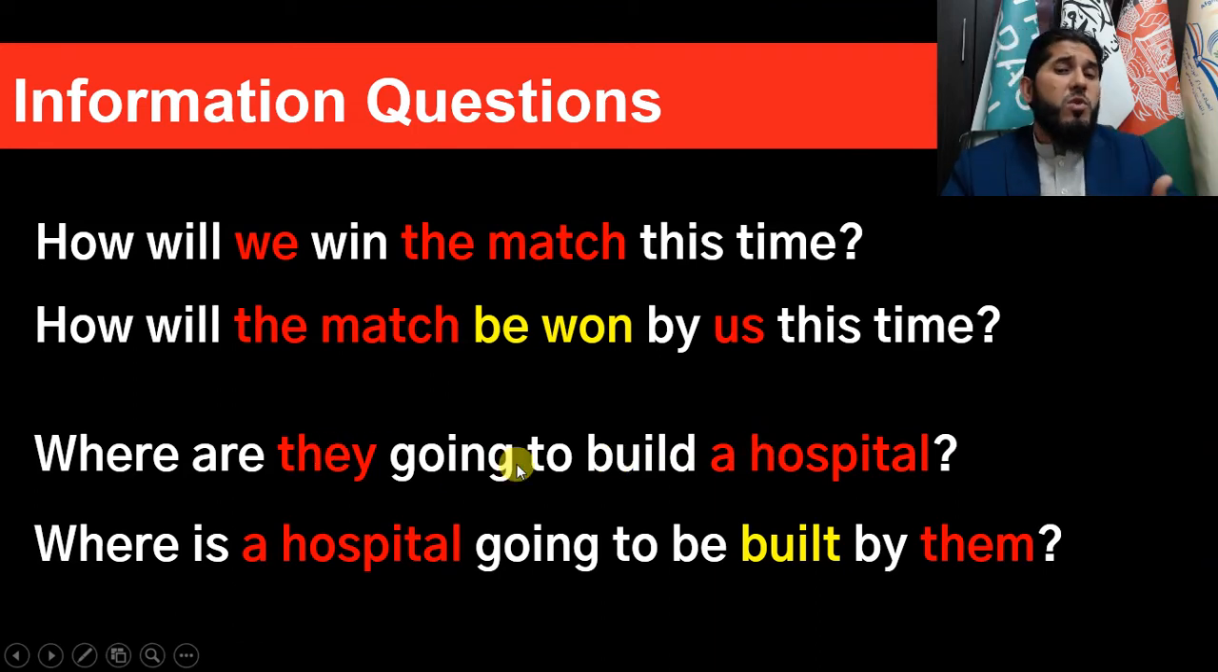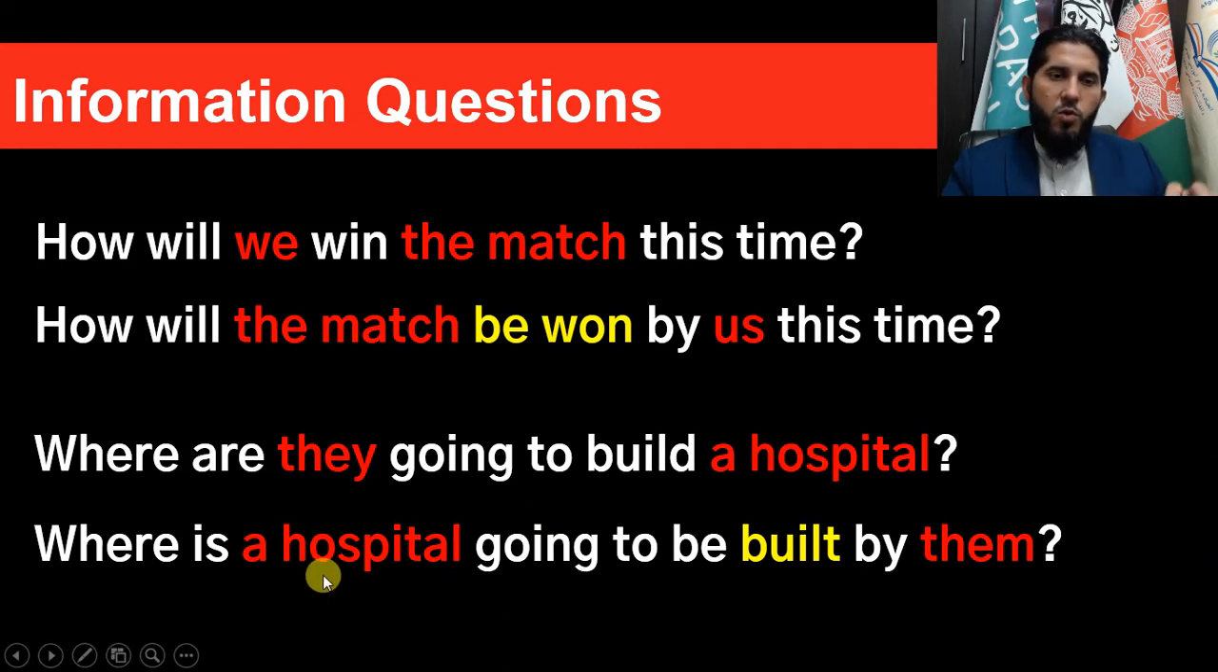So here the subject is the doer of this action, therefore we say it's active form. But look, where is a hospital going to be built by them? Or in spoken English, you may say it this way, where is a hospital gonna be built by them? So hospital was the object of this active sentence. It became the subject of the passive sentence. And they was the subject here. It became the object of preposition and is changed to objective form. So the subject of the active sentence becomes the object of preposition, and the object of the active sentence becomes the subject of the passive form.